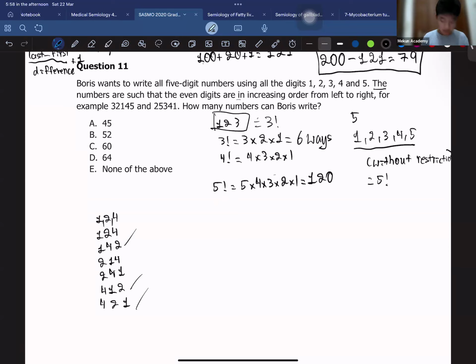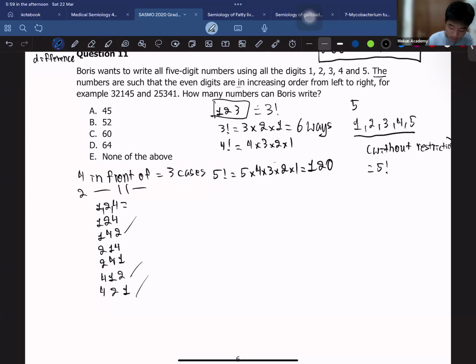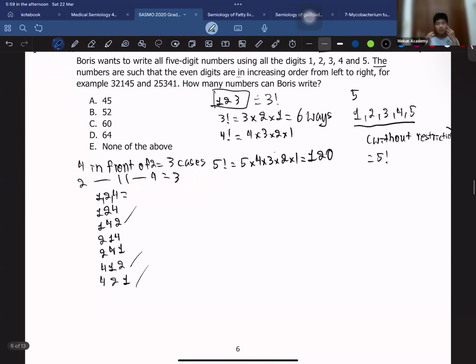So in 3 numbers, there are 3 cases where 4 is in front of 2, and 3 cases where 2 is in front of 4. So what do we get here? When we have 3 numbers to arrange, there are 3 cases that 4 is in front of 2, which means it's half and half. So as we can see here, we can do 5 factorial divided by 2.